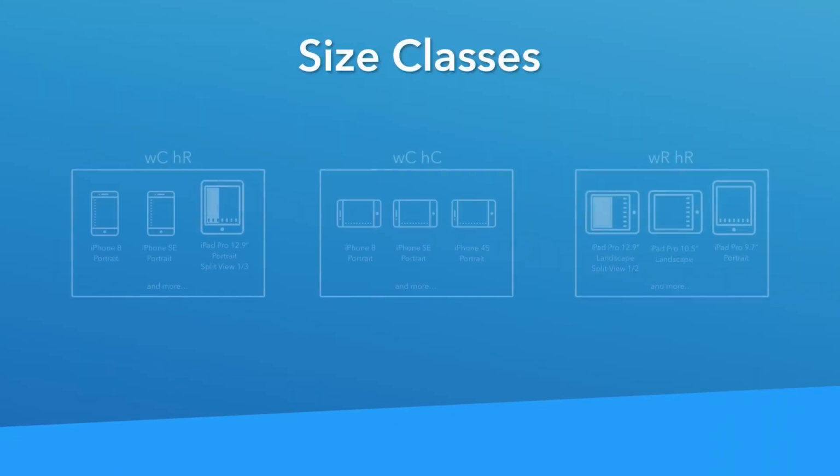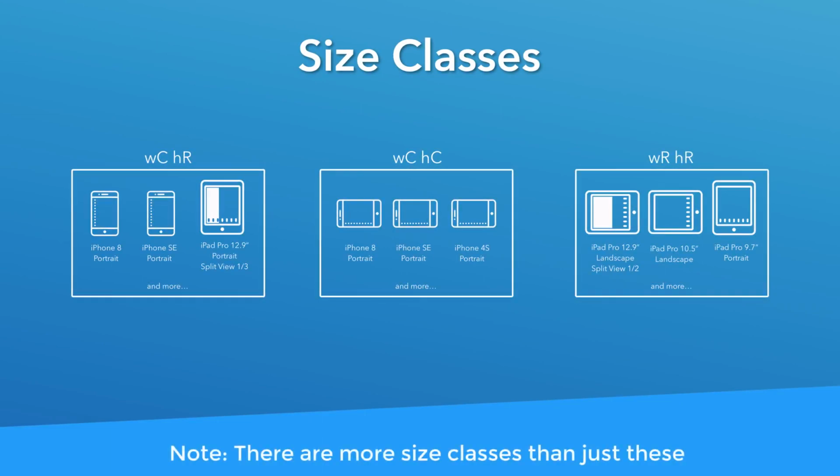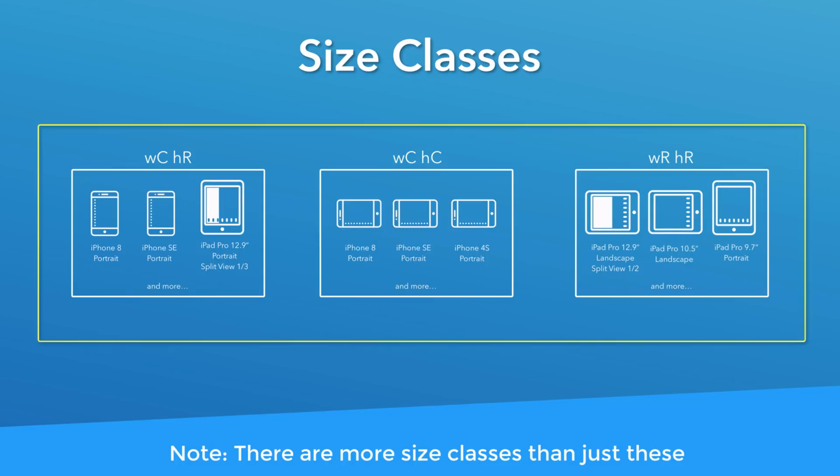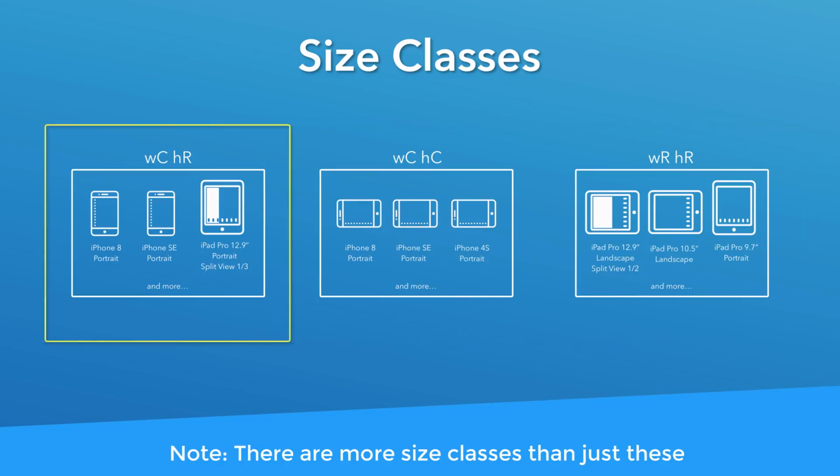Size classes are basically categories of screen sizes. Because there are so many different devices and two orientations for each device, Apple decided to separate all of these into different categories of screen sizes. So when you're adding a constraint, you're able to say something like, add this constraint for all screen sizes, as in all categories of screen sizes, or only add this constraint for a specific size class. So this gives us some flexibility to change the layout depending on a specific size class.